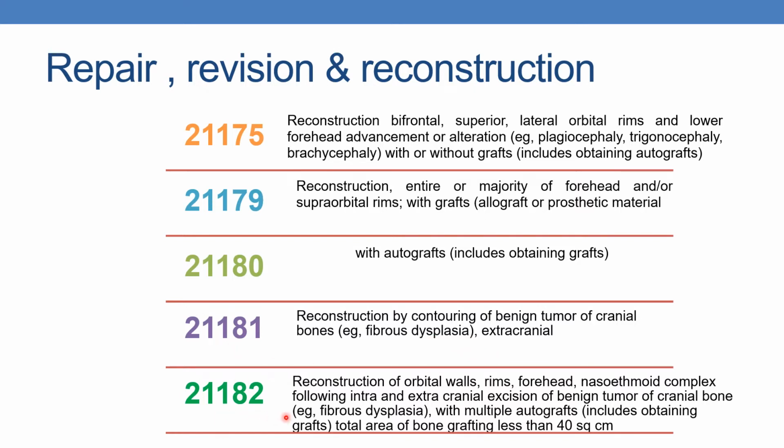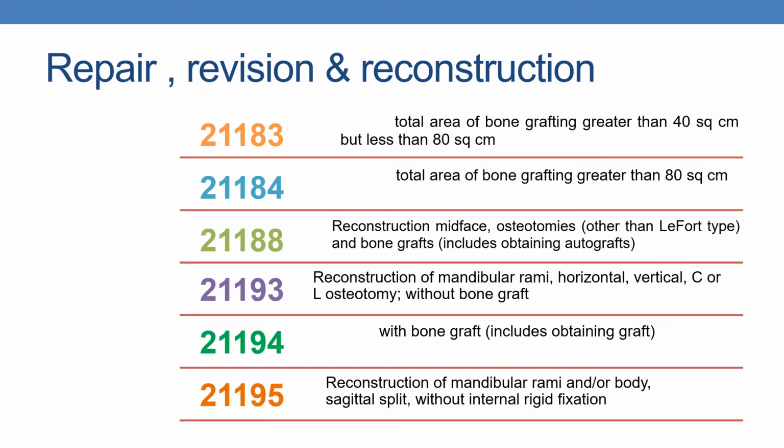The next is 21182. It deals with reconstruction of orbital walls, rims, forehead, nasoethmoid complex following intra and extracranial excision of benign tumor of cranial bone with multiple autografts. Total area of bone grafting should be less than 40 square centimeters. The next CPT is 21183. It deals with total area of bone grafting greater than 40 square centimeters but less than 80 square centimeters. Next is 21184. It deals with total area of bone grafting greater than 80 square centimeters.